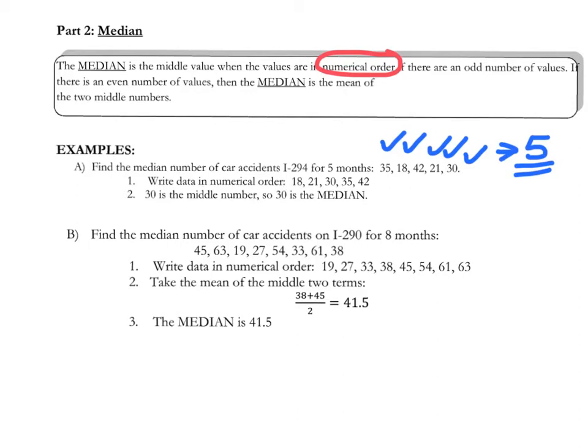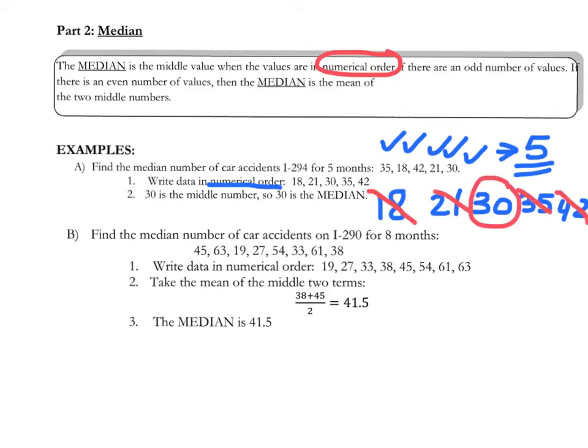So the first thing you need to do is list in numerical order. Now what I like to do, and I'm going to write these out for us, 18, 21, 30, 35, and 42. Now what I like to do is actually cross out. So I usually cross out the first and the last, and then I keep going until I reach that middle number. So that 30 is actually the median.